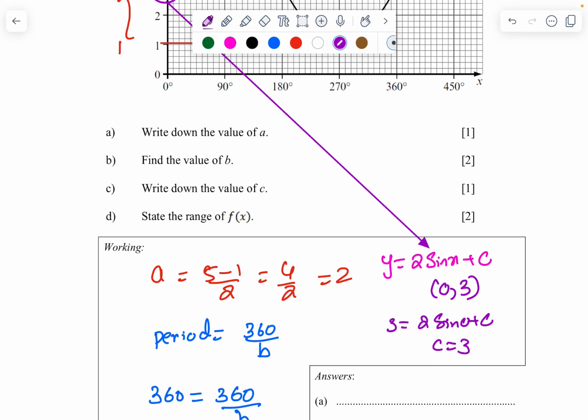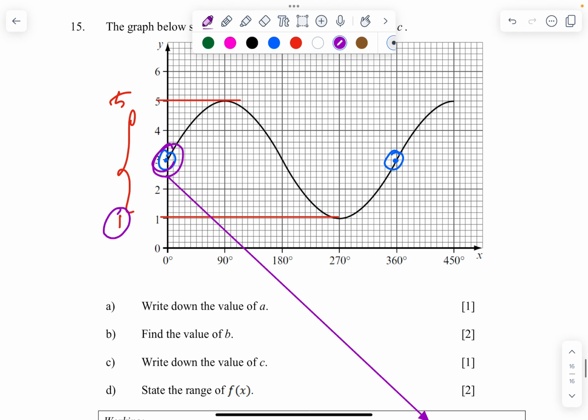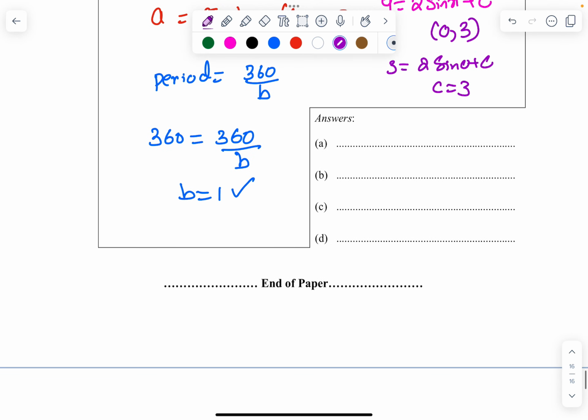Find the range of f of x. We can see that the minimum value is 1 and the maximum value is 5. So f of x lies between 1 and 5. That's going to be the answer.